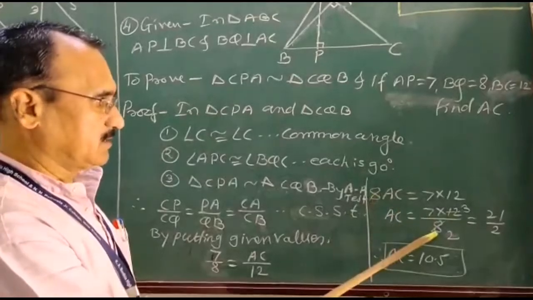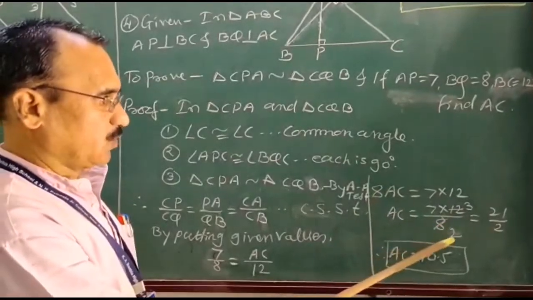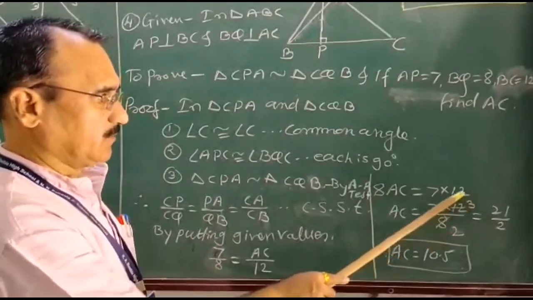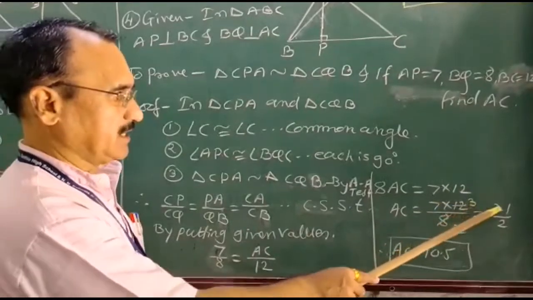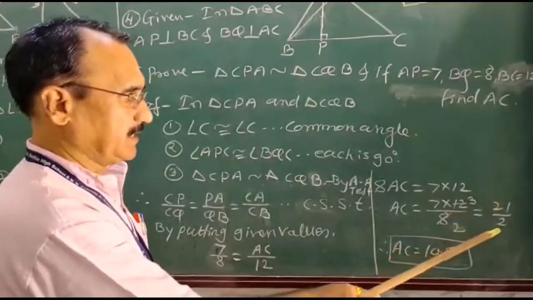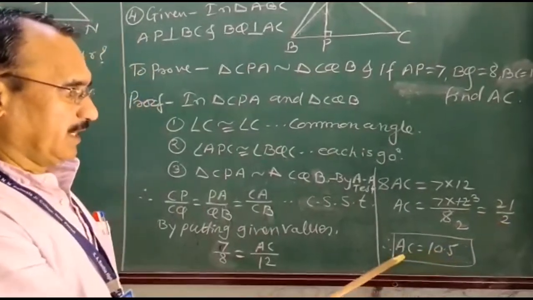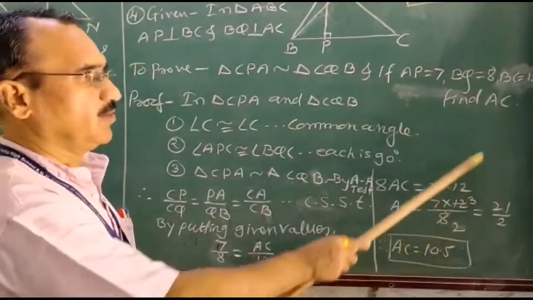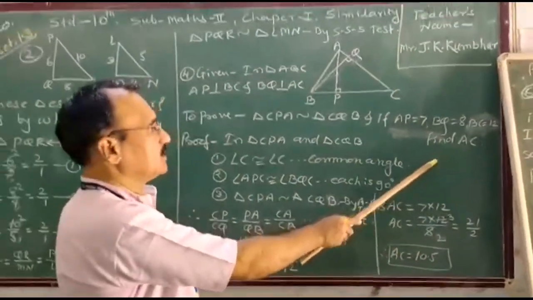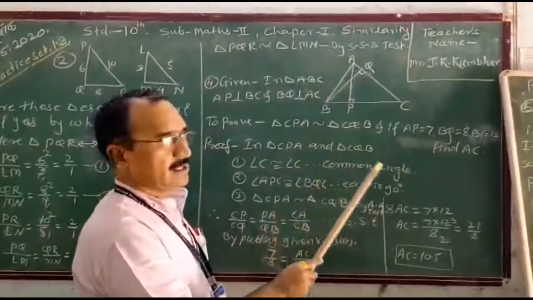8 goes there, it is divided. 4 2s are 8 and 4 3s are 12. 7 into 3, that is 21, and 2 as it is, 21 upon 2, that is 10.5. AC is equal to 10.5 is our required answer. This is the final answer for this example.